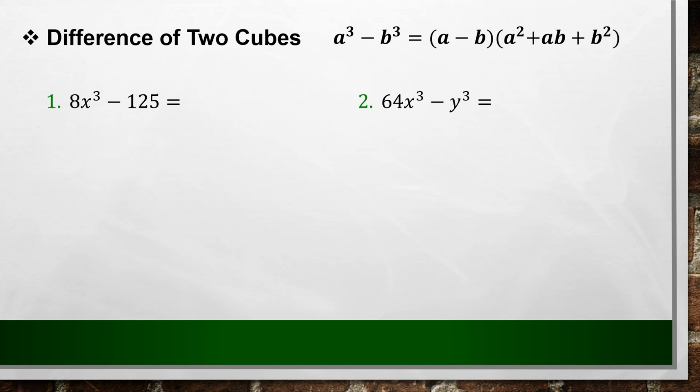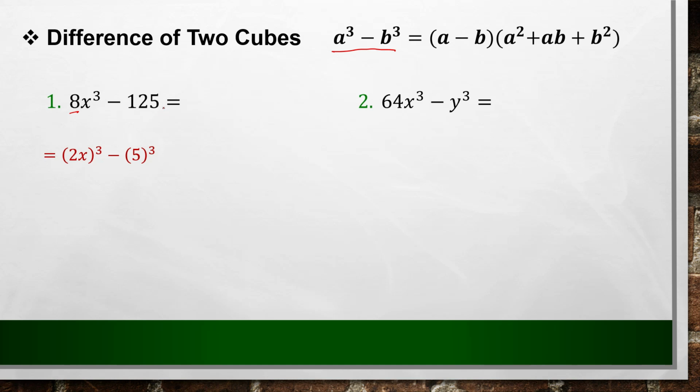Alright, let's now go to the next one, which is the difference of two cubes. Just like the sum of two cubes, it's very important that we can express the expression as a raised to 3 minus b raised to 3. For example, in number 1, we have 8x raised to 3 minus 125, and I think this is familiar to you. The numerical coefficient 8, we can express as 2 raised to 3, and of course x is just raised to 3. 125, that is right, it's 5 raised to 3.